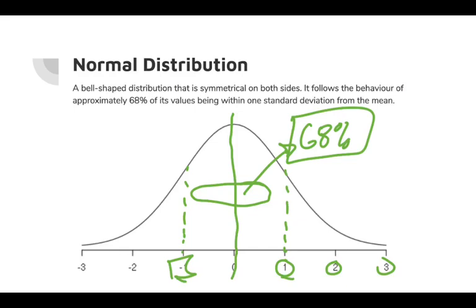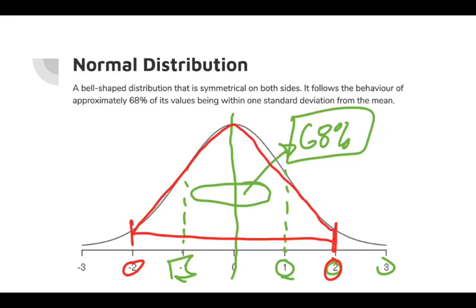We can bump that up if we look instead at 2 standard deviations from the mean. So now I'm going from here out to here, right? All of these individual data points, this would be like a frequency distribution. This is going to represent now 95% of my data, right? 95% of the data that I'm dealing with will be within 2 standard deviations of the mean.